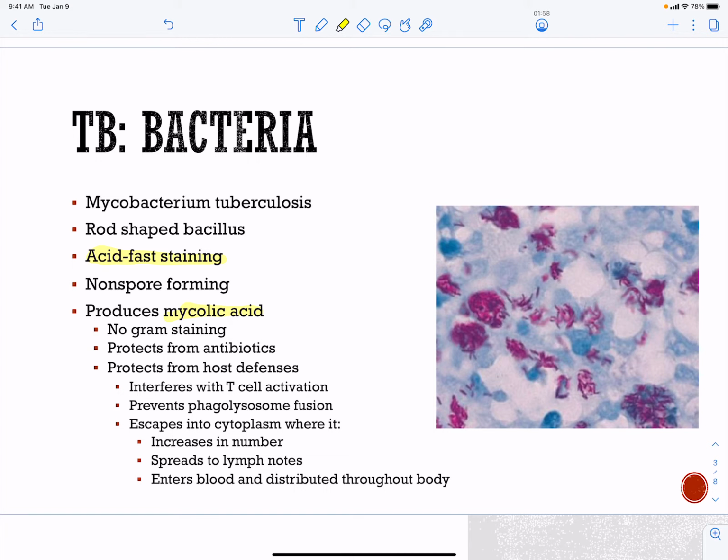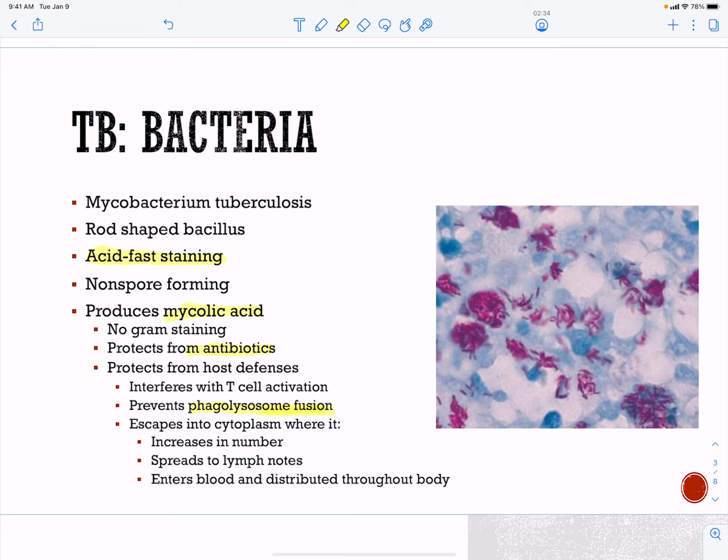And so acid-fast staining is basically you stain the bacterium, you add an acid. If it maintains that stain, then that's called acid-fast because it's able to maintain the color in the presence of the acid. Your mycolic acid is going to be protecting from antibiotics as well. The antibiotics can't get through that waxy layer in order to attack the peptidoglycan layer, for example. It's also going to help it to protect from T cells and phagolysosomal fusion.